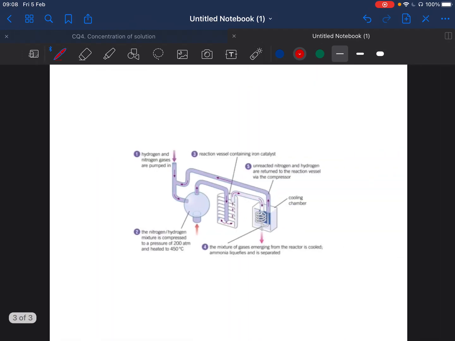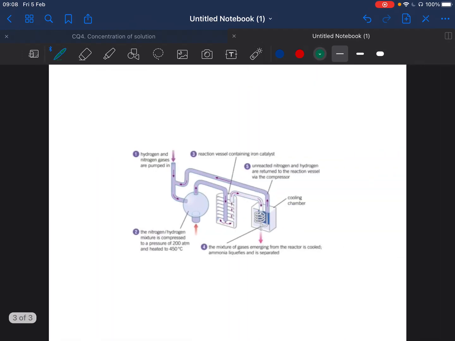So what does the Haber process look like? This is the Haber process. So what we have is we have a set of pumps. We have a compressor. We have a reaction vessel. And then we have a cooling chamber or a condenser, depending on who you're talking to.